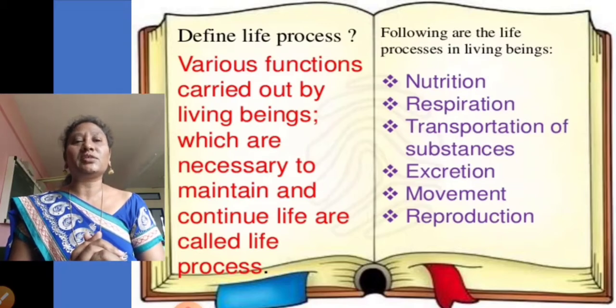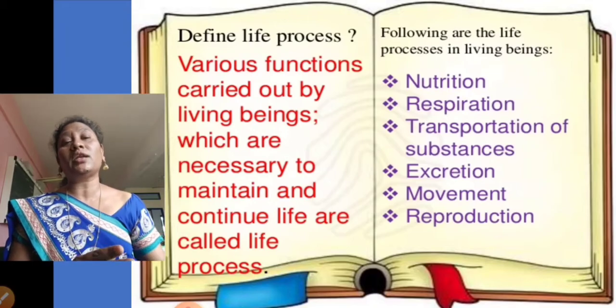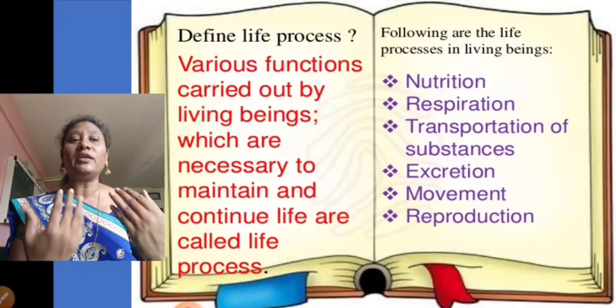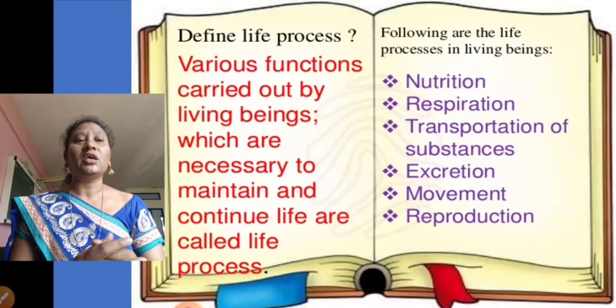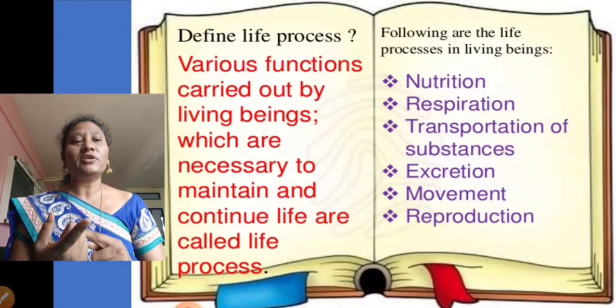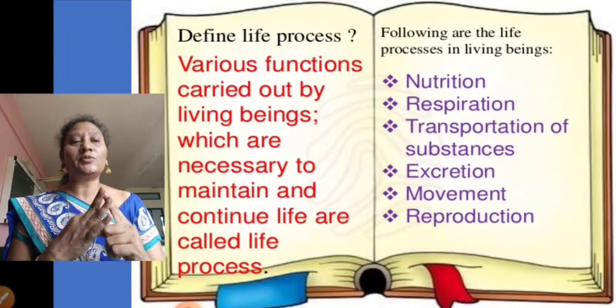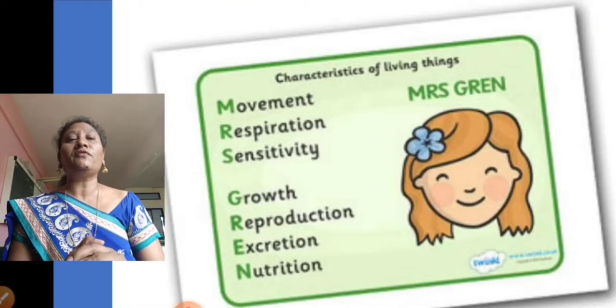So let us define the life process. Various functions carried out by living beings which are necessary to maintain continued life are called life processes. So to continue life, a number of activities and functions take place in an organism, and these activities or functions help to continue the life. So following are the life processes in living beings. What are the life processes in living beings? Nutrition, respiration, transportation of substances, excretion, movement and reproduction. These are all the activities of living beings.